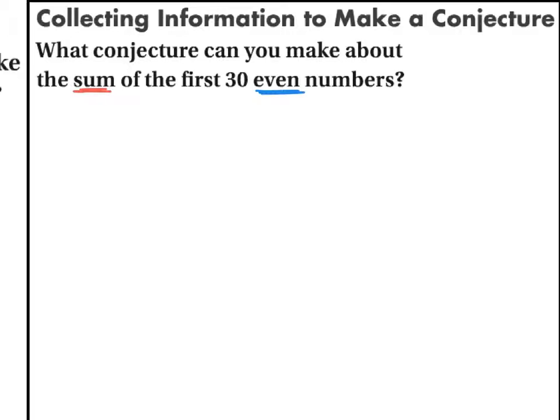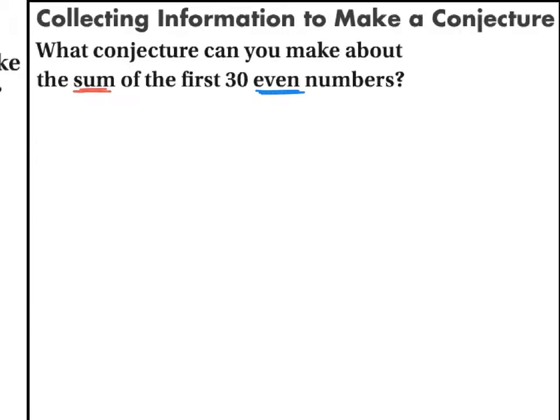Wait, what about 0? I suppose 0 could be considered an even number, but I usually take 0 out of the mix of things because it's a special number. It's neither positive nor negative, all that kind of good stuff. It's just 0. Okay? But even numbers, you're right: 2, 4, 6, 8, all that kind of good stuff.